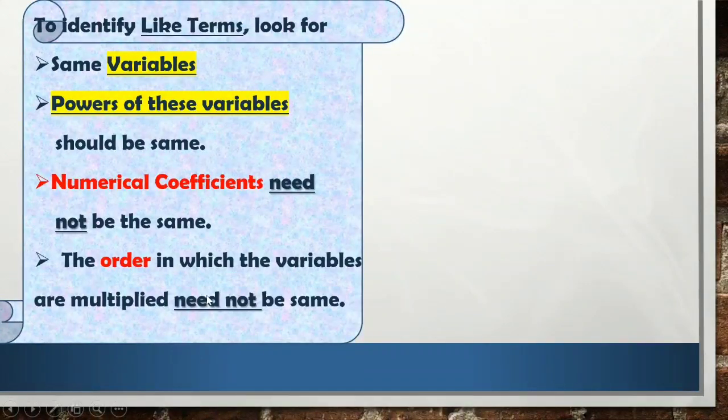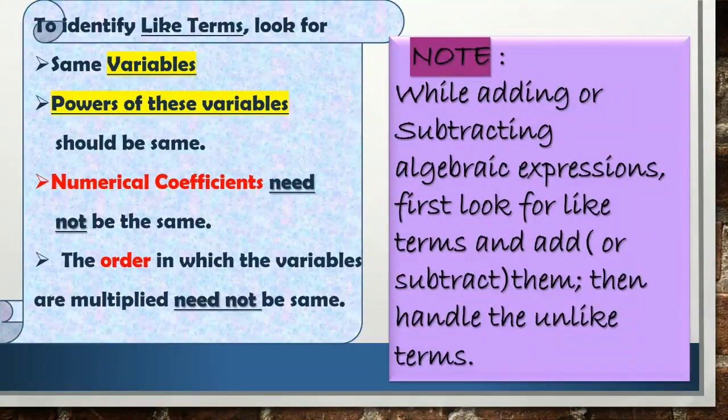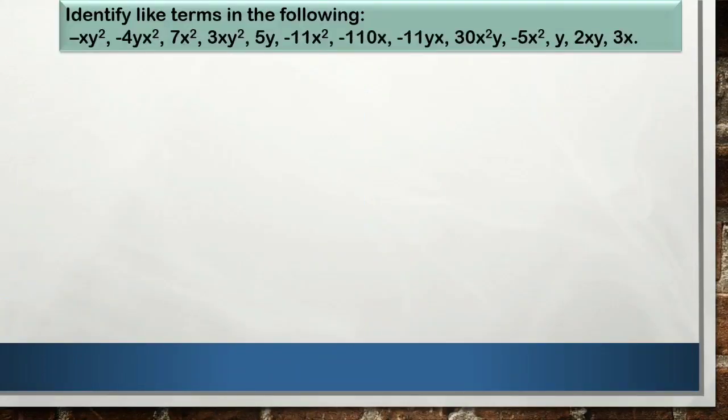Now, what do you mean by this? I'll just explain with the help of example. Let us just keep one more note with us. Like while adding or subtracting algebraic expressions, first look for like terms and add or subtract them, and then handle the unlike terms. This we have already understood. So now let us see. When we have to identify like terms in the following, this is the question.